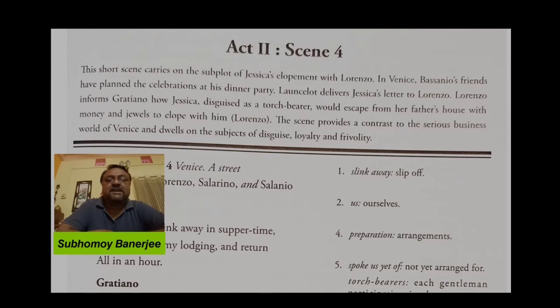Lorenzo informs Gratiano. Now Lorenzo's close friends, he confides, he tells them that Jessica is going to be joining them very soon. He informs Gratiano how Jessica, disguised as a torchbearer, would escape from her father's house with money and jewels to elope with him, that is Lorenzo. So torchbearer, what is a torch? Not the present day torch or flashlight.